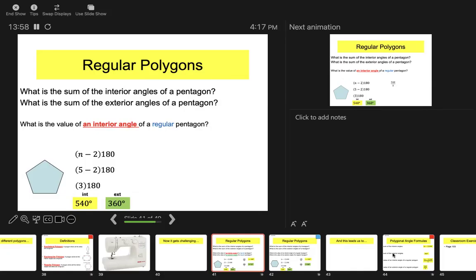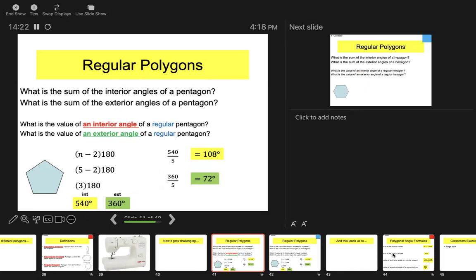So if the sum of the interior angles of a pentagon is 540, I just need to divide 540 by how many sides there are. Because remember, all the sides equal the same for a regular pentagon. Well, 540 divided by 5 is 108. What about one exterior angle? Once again, all the exterior angles add up to 360. So if I want one, just divide by 5. Well, this would lead us to a formula.